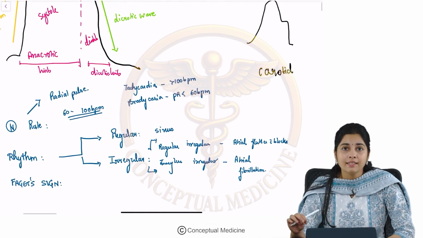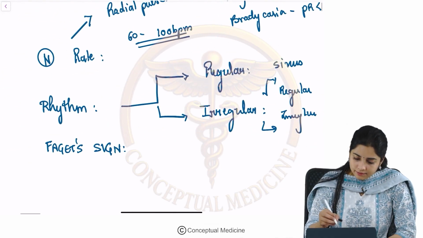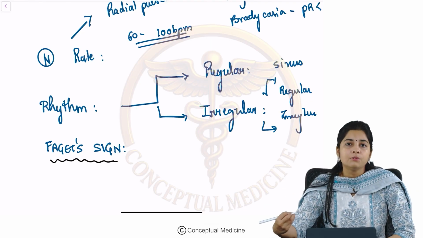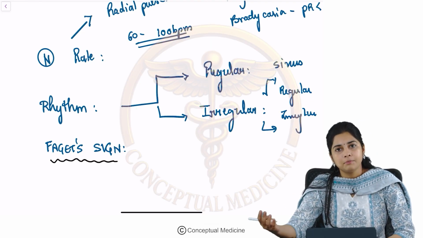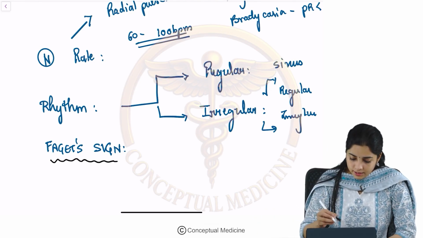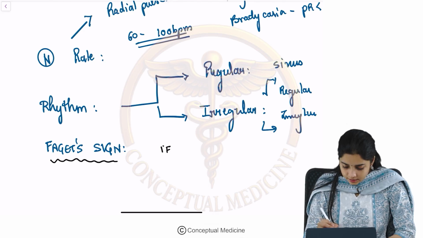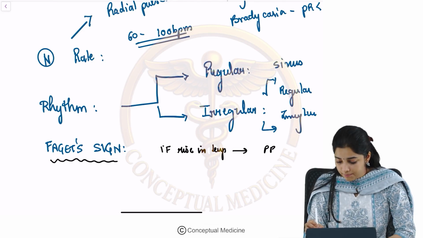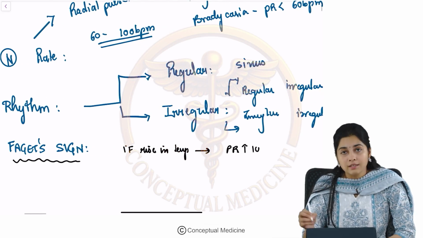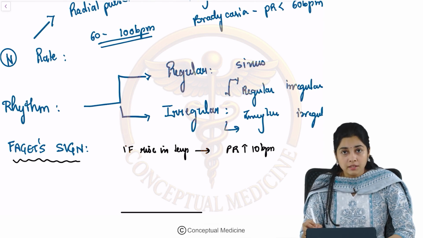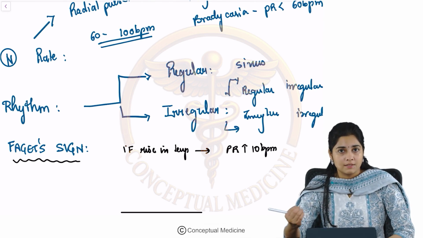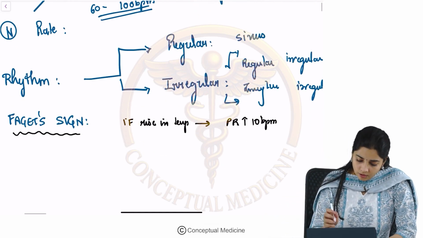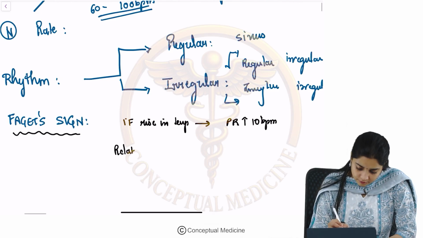So that is about the rate and the rhythm for you. Now let us look at a very interesting point, what is called the Paget sign. As we all know, during fever, what do you expect the pulse rate to be? The pulse rate will be higher, right? For every 1 degree Fahrenheit rise in the temperature, the pulse rate is expected to increase by at least 10 beats per minute. But in certain conditions, the pulse rate does not rise according to expectations, right? This is what we call relative bradycardia.